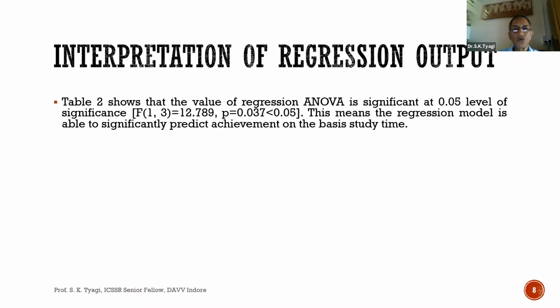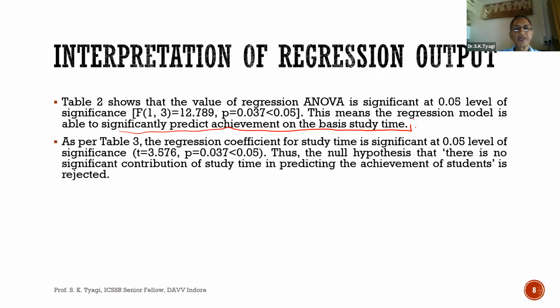So table 2 shows that the value of regression ANOVA is significant. First of all, we made the decision that it is significant or not. Then the basis on which we are saying this, F is 12.789, whose significance value is 0.037, which is less than 0.05. This means the regression model is able to significantly predict achievement on the basis of study time.